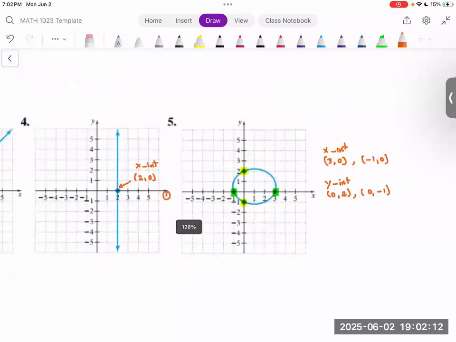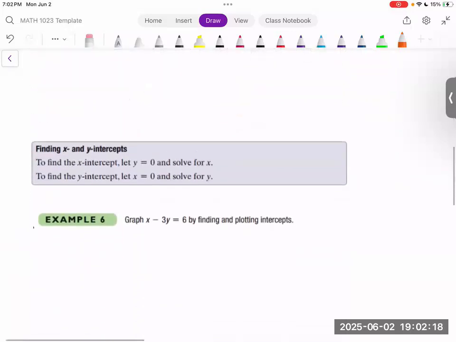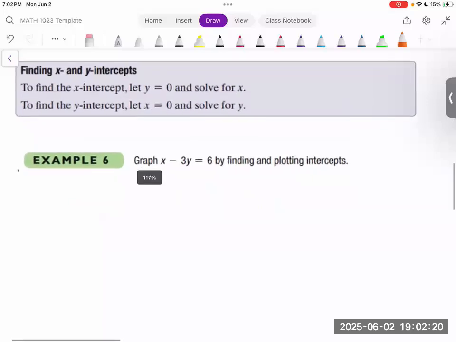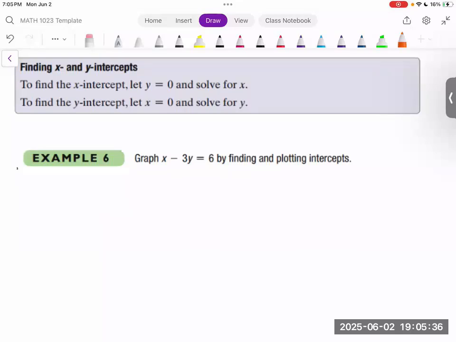Okay. So far we know how to identify them on the graphs, right? And this is the property that we just talked about for the x-intercept. Thus we let y equal 0 and solve for x. The y-intercept is where you let x equal 0 and solve for y, right? It's the same property that we put in the box. So I'll give you a couple of minutes to find the x-intercept and the y-intercept.